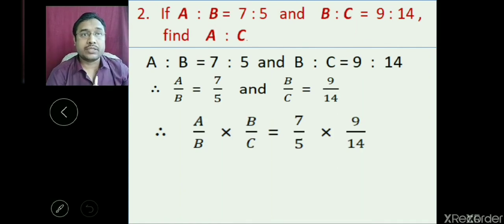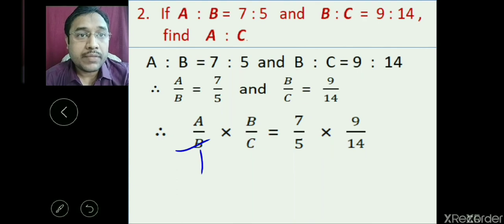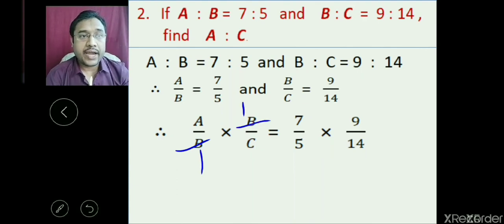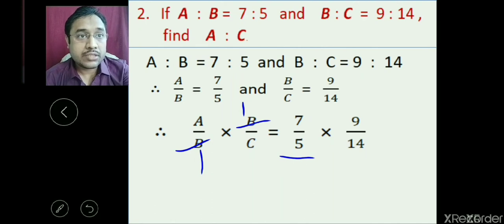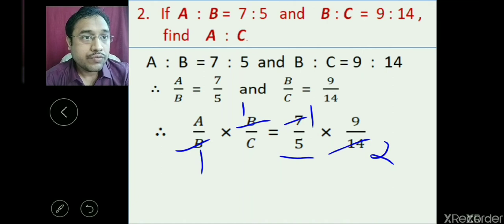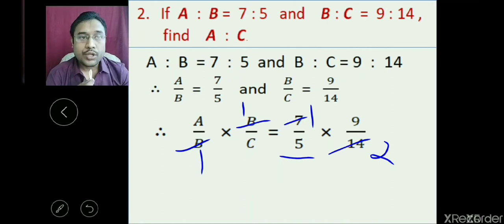Now multiply both the ratios, A by B into B by C. Then this B and B you will cut. A by B is 7 by 5 and B by C is 9 by 14. So this also will cut, 7 into 1 time and 7 into 2 times 14. So the answer you will get is 1 into 9 by 5 into 2.